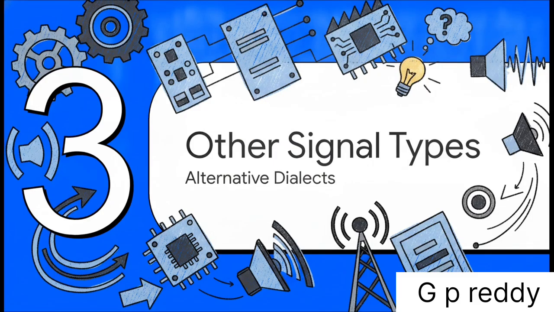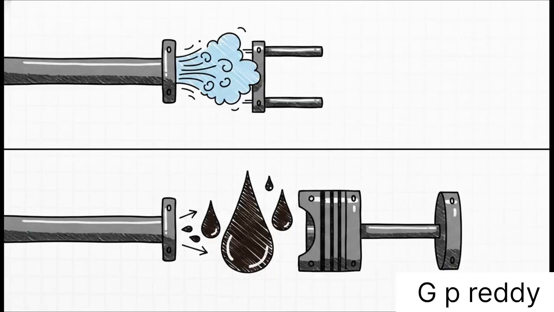Section 3, other common signal types, the alternative dialects. So while those core 4 electrical signals make up the vast majority of our industrial vocabulary, there are absolutely some alternative regional dialects out there on the factory floor.